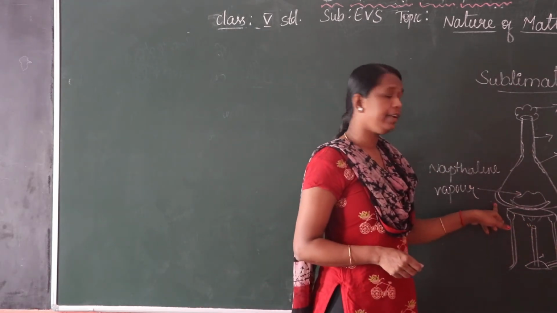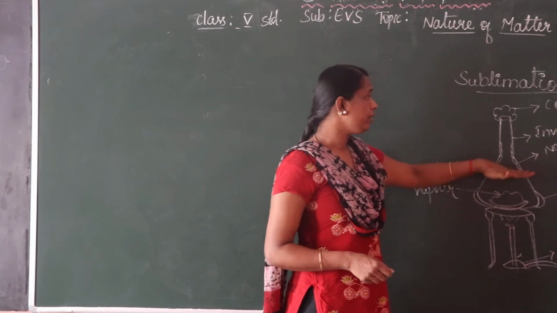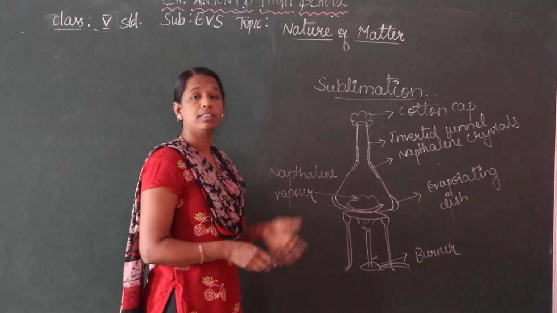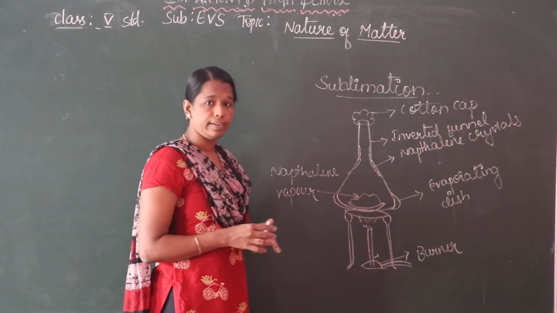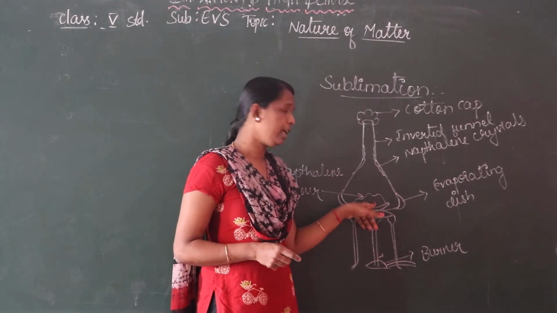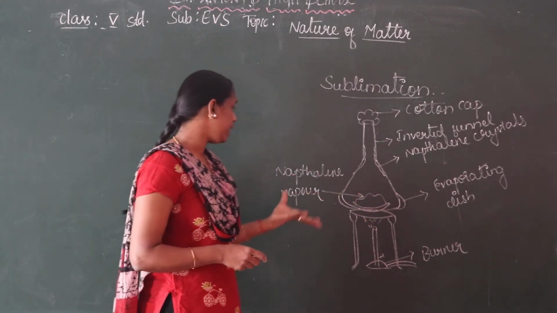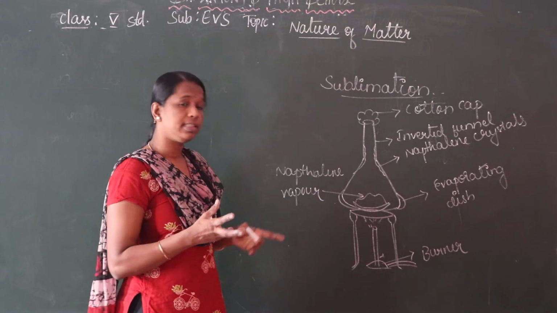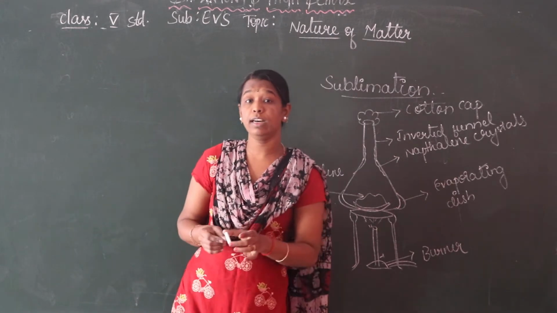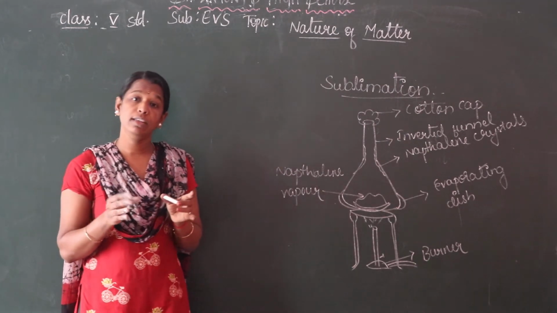Next, an evaporating dish. Above that we keep a funnel. Here we take the conical flask. Inside the conical flask we take a china dish. In the china dish we take some naphthalene balls. You know naphthalene balls are used to kill or avoid cockroaches.